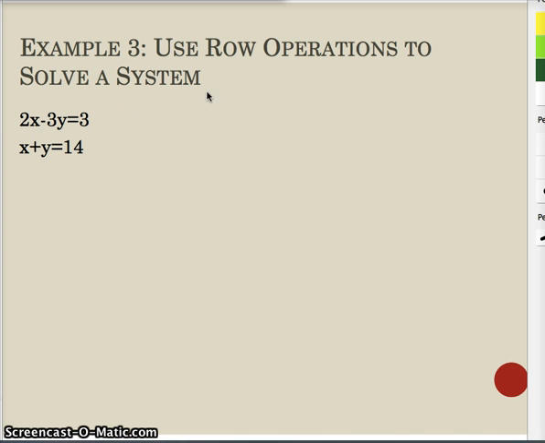The first thing that we're going to do to solve this using row operations is create the augmented matrix. And the augmented matrix is as follows. We see that they're both in standard form, so we've got 2, -3, our dotted line, and our constant is 3. And then we have 1, 1, and then a 14 over here.